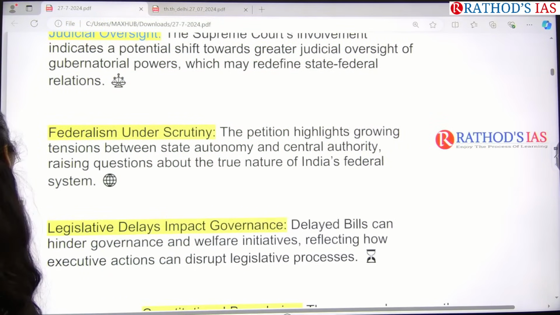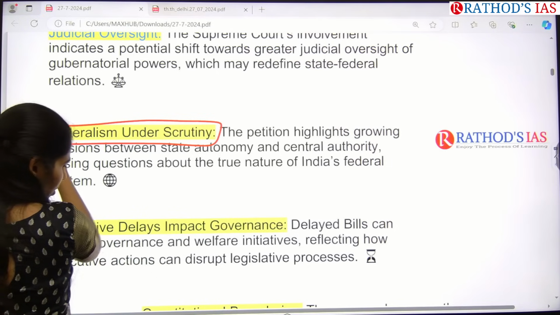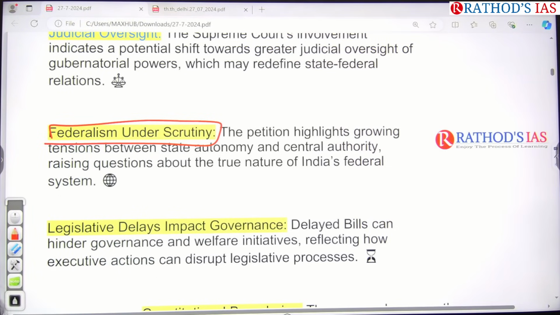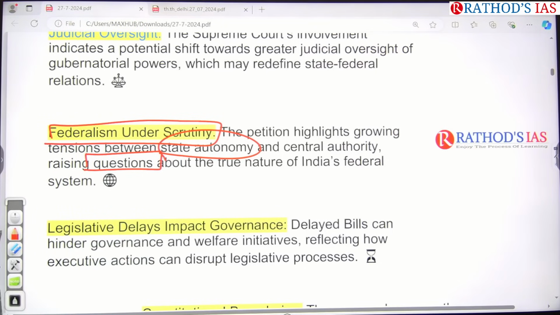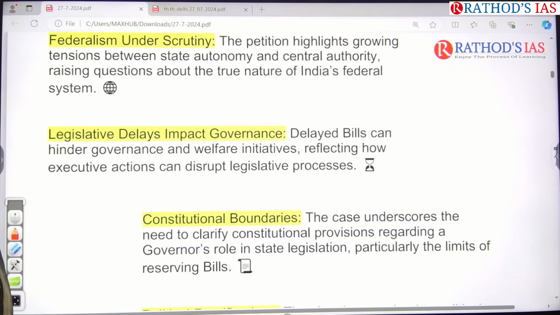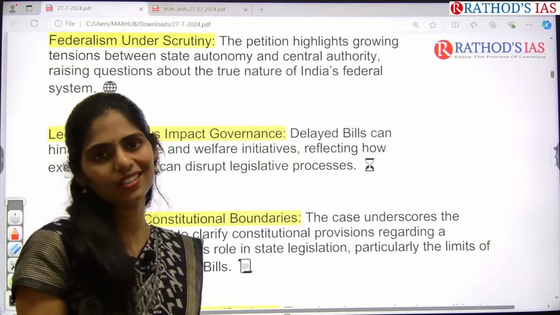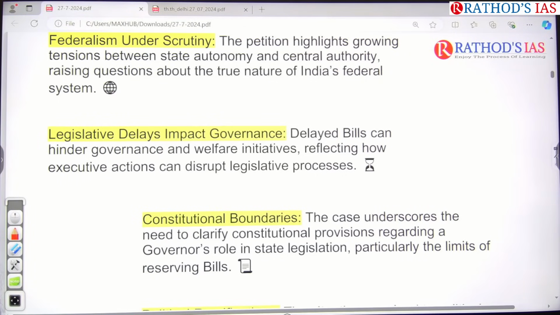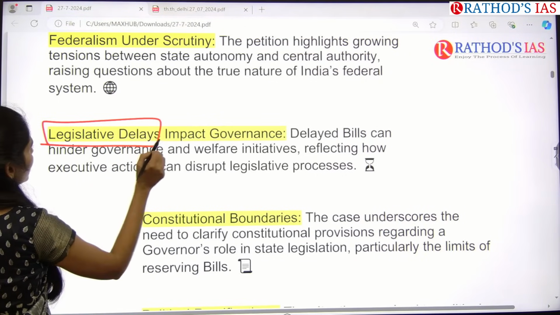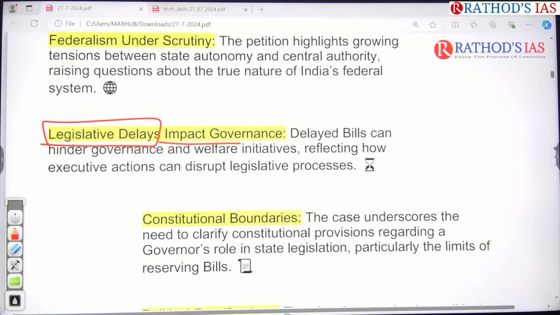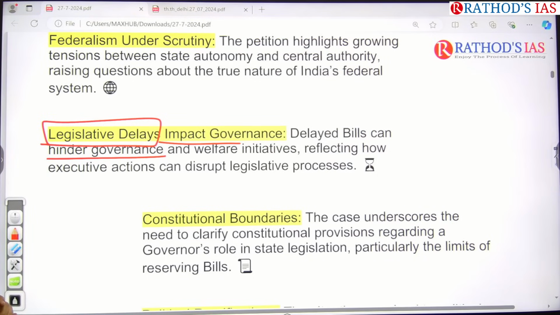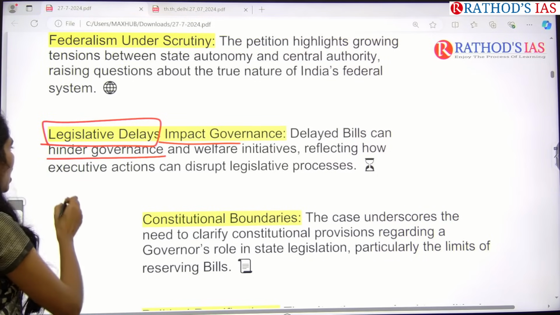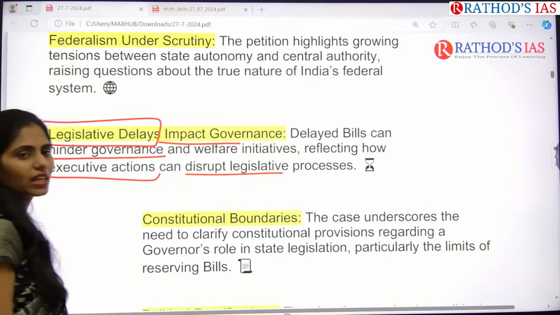The second important point here is that federalism is under scrutiny now. This petition highlights growing tensions between state autonomy and central authority. Because of that, it is raising questions regarding the true nature of India's federal system, whether we have a proper sharing of powers between the Centre and the state or not. Next, there will be legislative delays, which will have an impact on governance. Delayed bills can hinder governance and welfare initiatives. In this way, it reflects how executive actions can disrupt the legislative process.